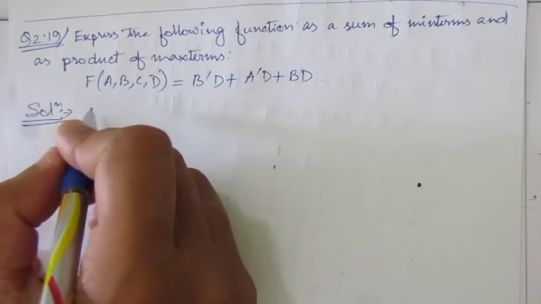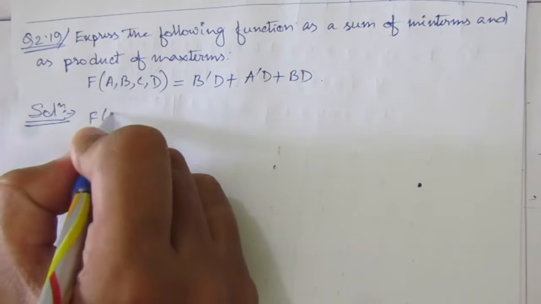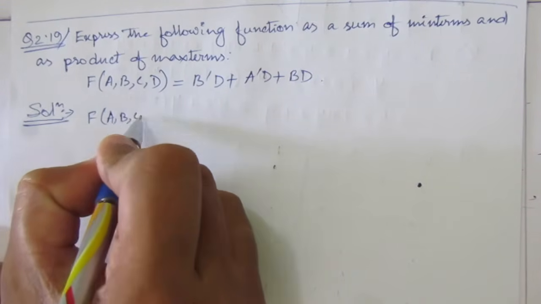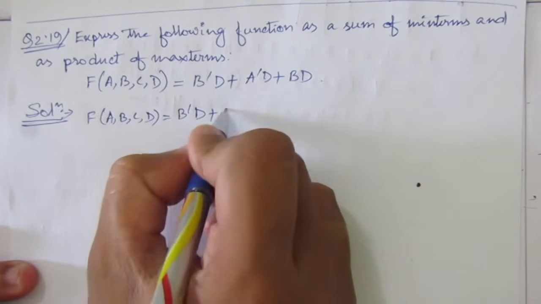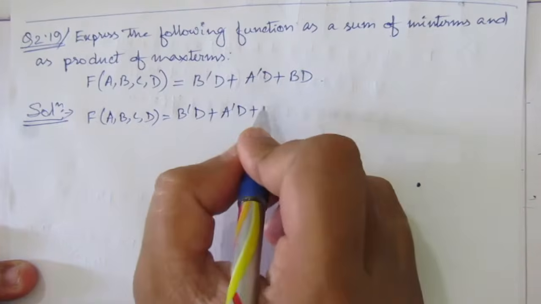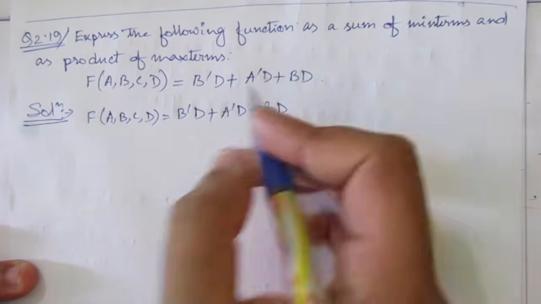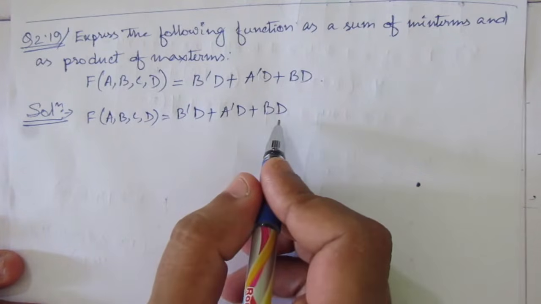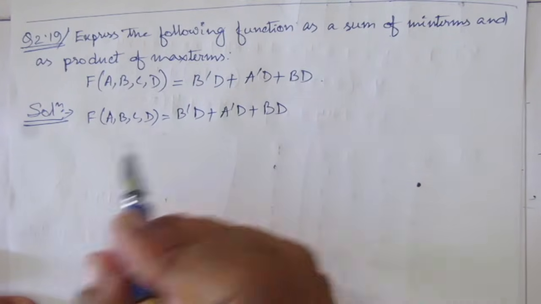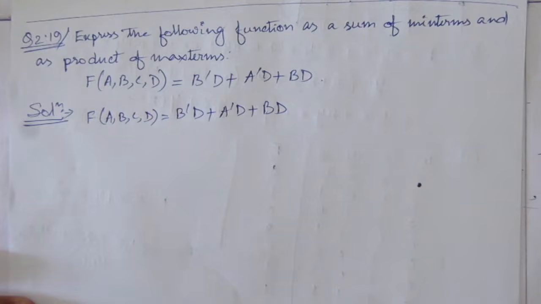So first of all we will write down f of a, b, c, d equal to b bar d plus a bar d plus b d. Okay. So we have to express all of these, b bar d, a bar d and b d, in terms such that they contain a, b, c and d, all of them.